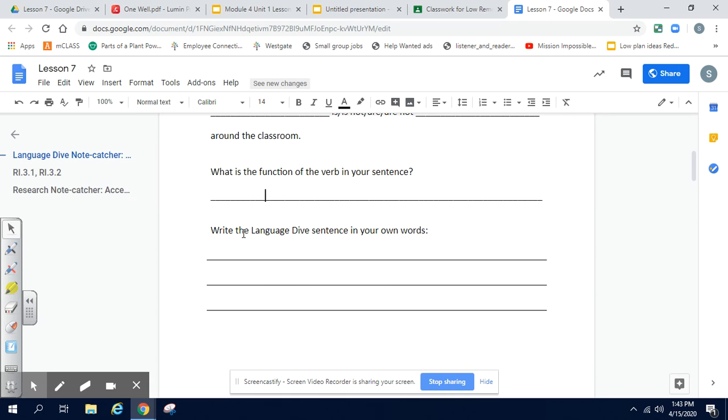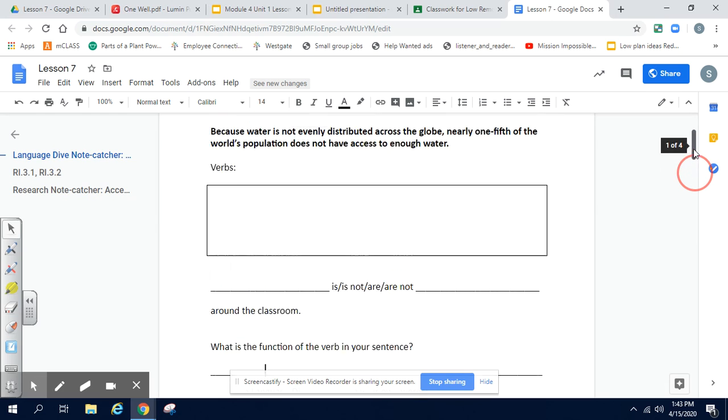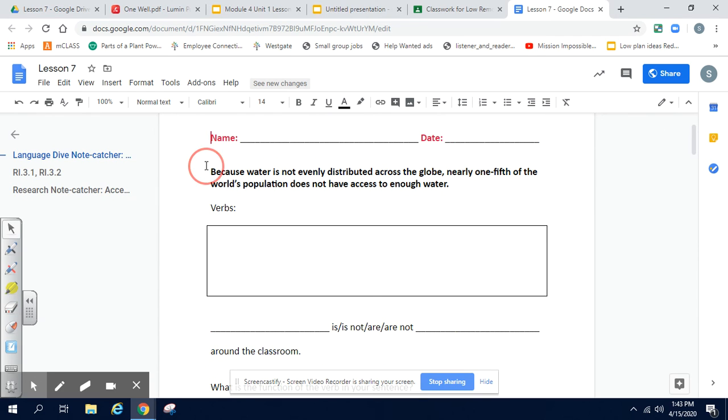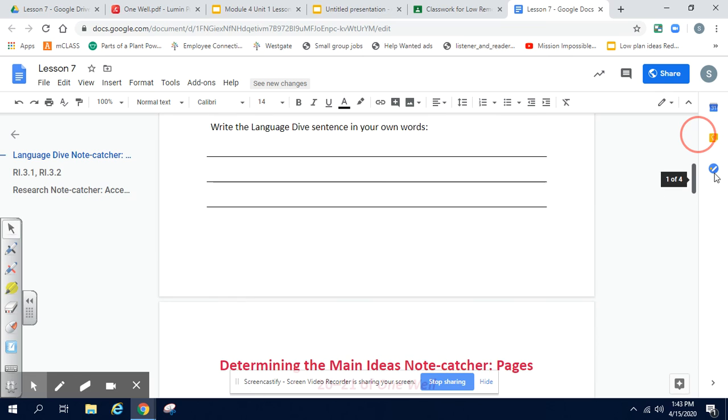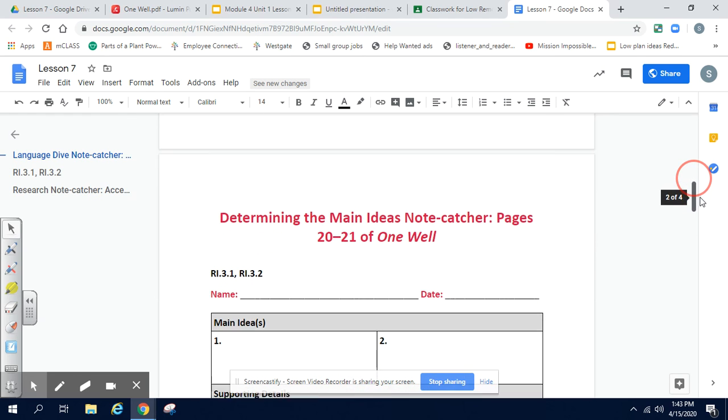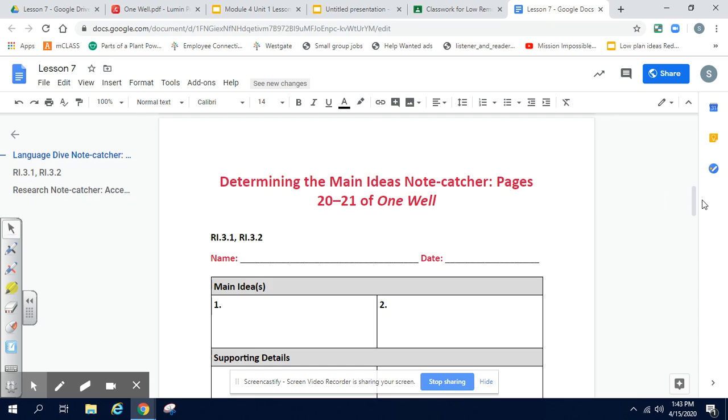Then it says write the language dive sentence in your own words. So that would be this sentence all the way up here. You're going to write that sentence in your own words. I gave an example of this in the language dive video right here on these lines. And then you are done with your language dive note catcher. And then you can continue on to the next part, which will be in another video.